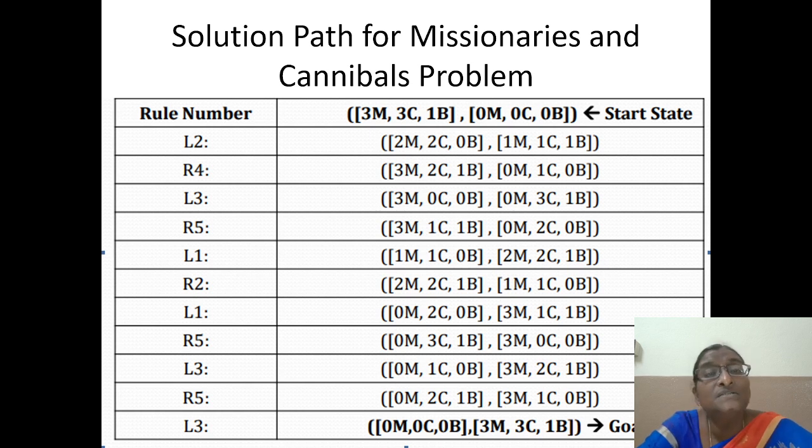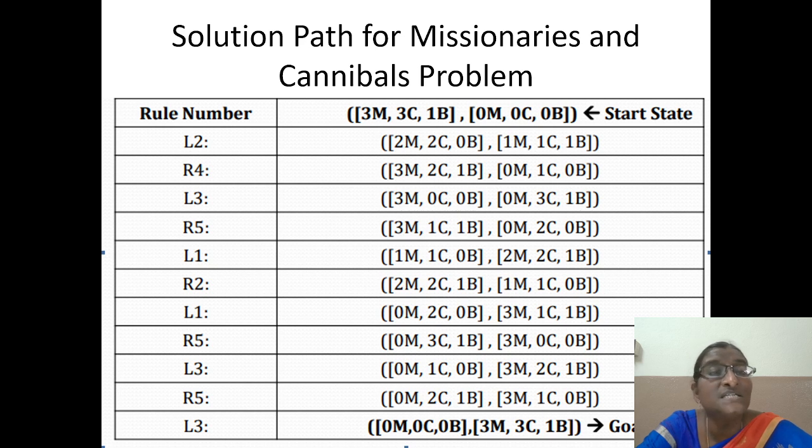Now, the solution part for the missionaries and cannibals problem. Here you can see that rule numbers are stated in one column and how the states are changed is given in the next column. May I know what is the initial state? Yes, any one of you might have told me, that is 3M, 3C, 1B. That is, on the left side you have 3 missionaries, 3 cannibals and 1 boat. On the right side, you don't have anything. So the count is 0M, 0C and 0B. That will be the start state.